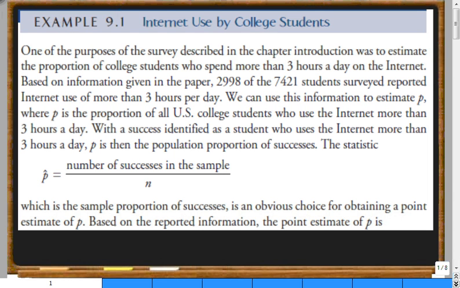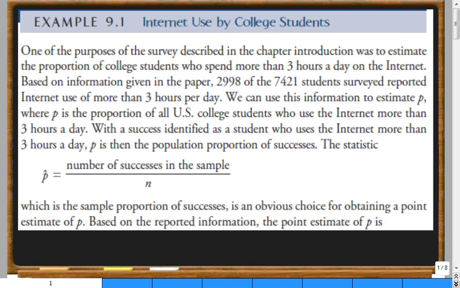Okay, so let's look at some examples when we're talking about point estimates. We have a study in order to look into the proportion of college students who spend more than 3 hours a day on the internet. Based on this paper, 2,998 of the 7,421 students surveyed reported that they use more than 3 hours per day. So we can use this information to help estimate the true proportion that does that.